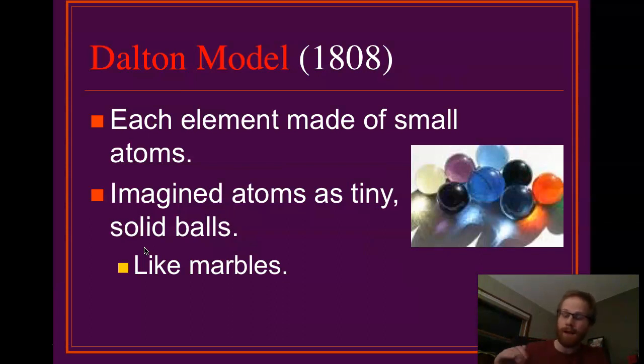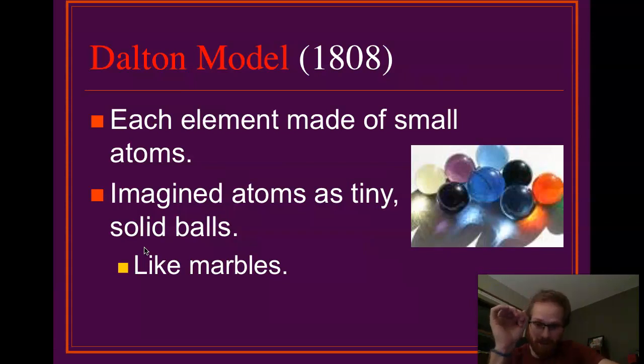See, Dalton actually used experiments. He actually used data to prove the existence of an atom. And he proposed a couple of different things. He proposed that all atoms look like little teeny tiny spheres, and that's what a lot of people think the atom looks like. And there's different kinds of spheres.